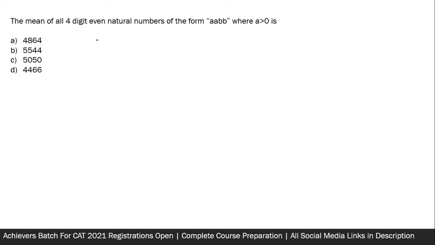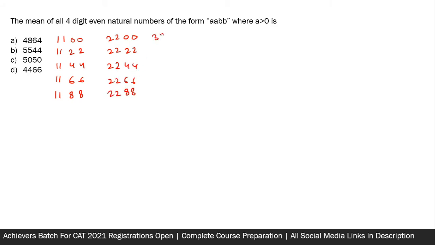What kind of numbers do we want? We want numbers like 1100, 1122, 1144, 1166, 1188. Then we want 2200, 2222, 2244, 2266, 2288. Same stands with 33, then 44, and so on till 99. So let us say that there are these 9 columns. We have to find the average, the mean.